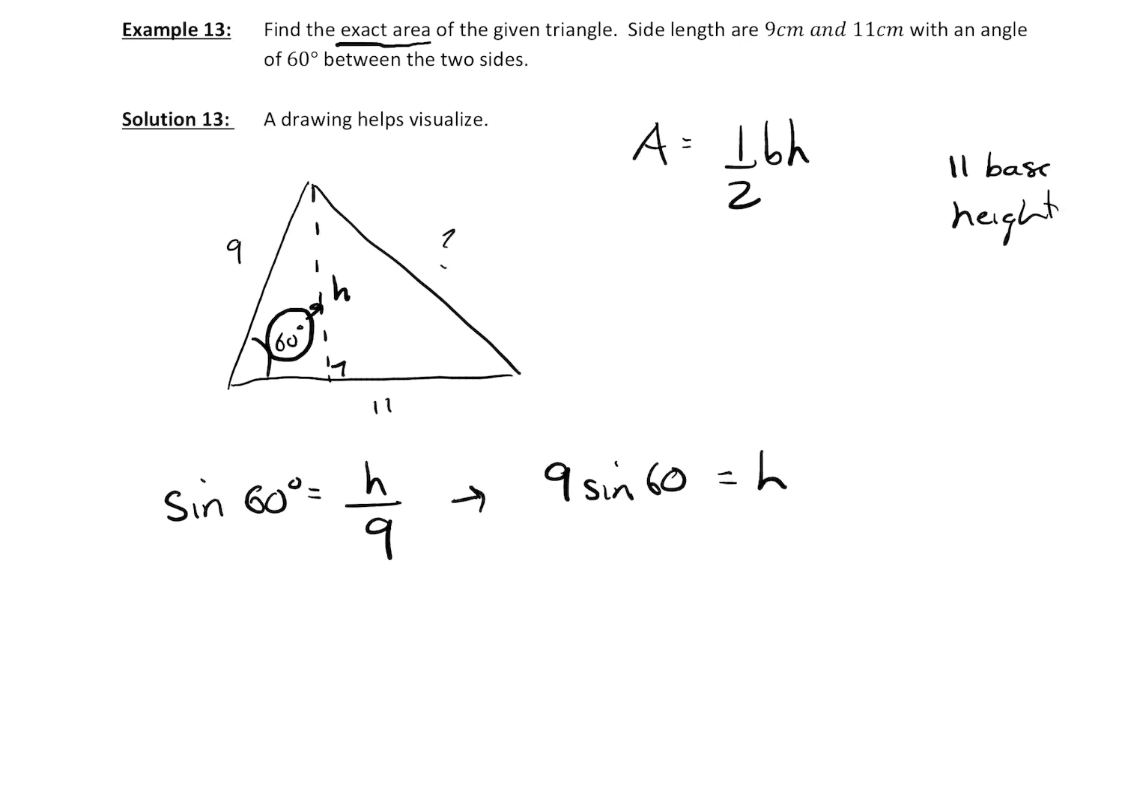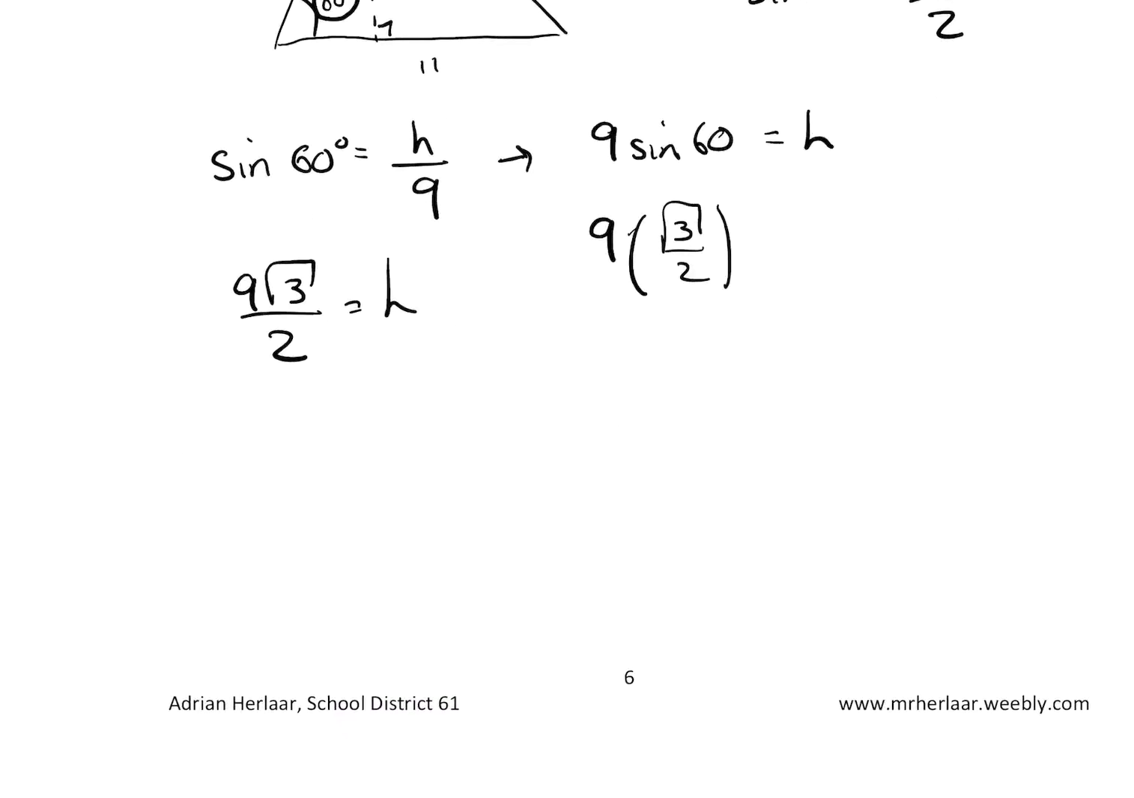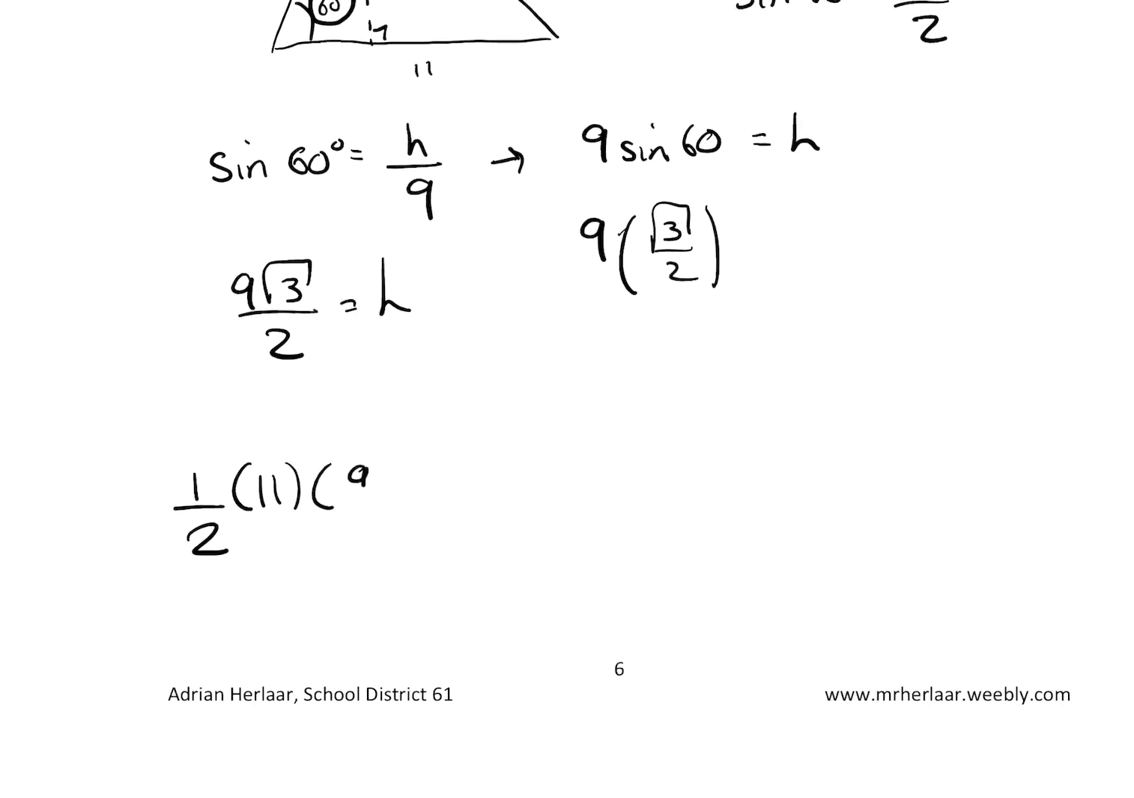So I have my base, it's 11, right? I'm going to get my h, but I don't want to calculate a decimal value here. I want an exact amount. And I know that sine 60 is equal to root 3 over 2. So 9 times root 3 over 2 gives me 9 root 3 over 2 for my height. So now I can calculate 1/2 times 11 times 9 root 3 over 2.